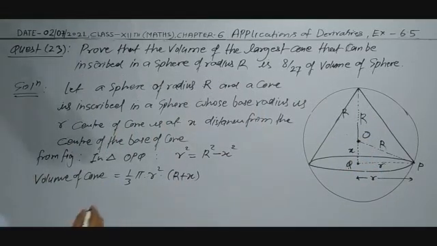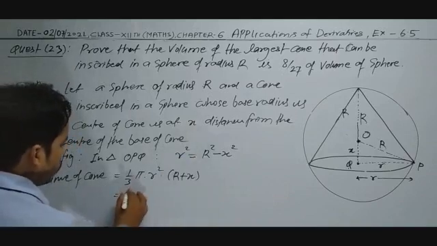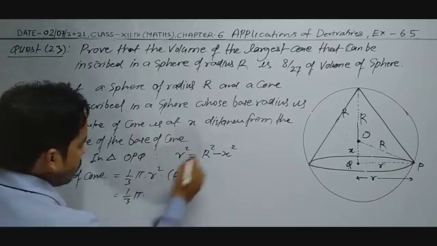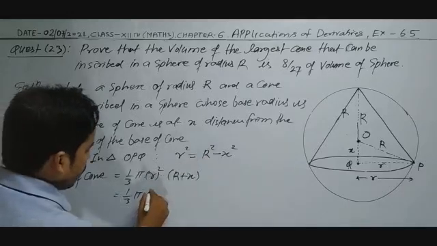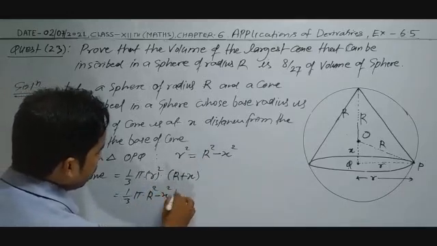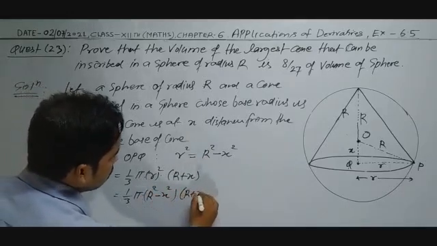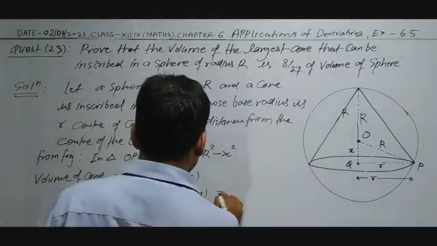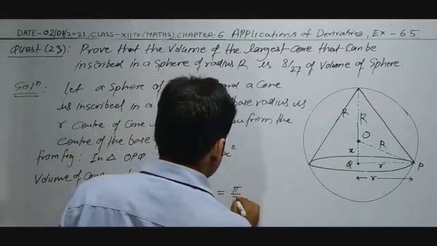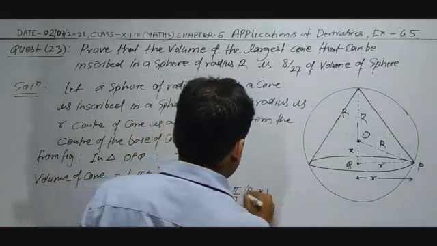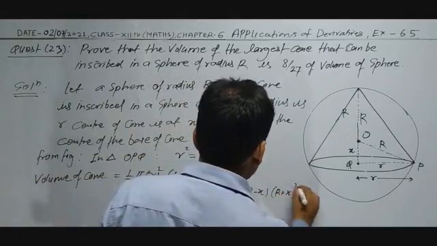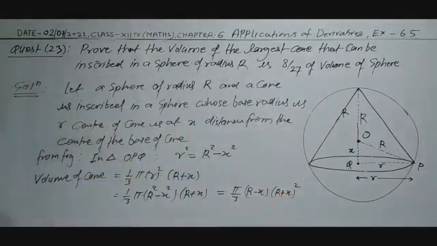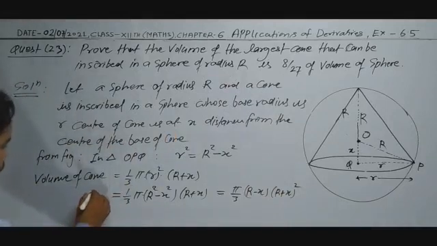Now you know the formula: volume is 1/3 pi r square h. Putting r square as capital R square minus small x square, then R plus x, when you multiply you get pi by 3 into R minus x into R plus x whole square. Also you can write it as R minus x and R plus x. Now differentiate the function. Suppose this is V.